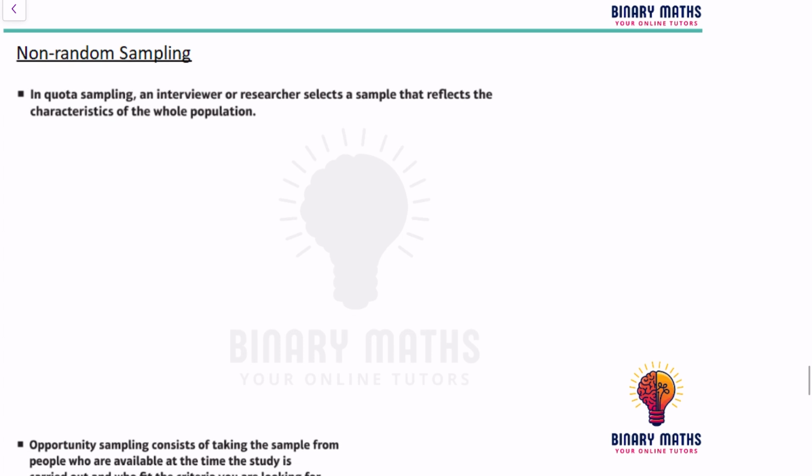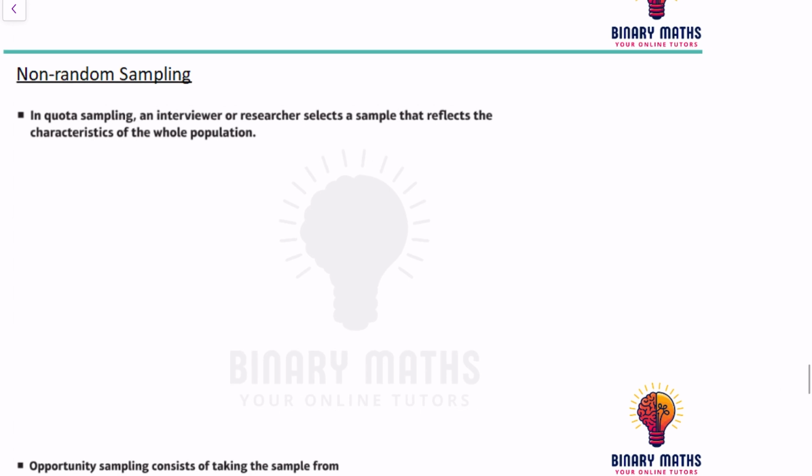Okay, non-random sampling. In quota sampling, an interviewer or researcher selects a sample that reflects the characteristics of the whole population. As an interviewer, you assess a person's group, interview them and allocate them into an appropriate quota until all quotas have been filled. If the quota is full, ignore and move on to the next person. So that's what you need to do in quota sampling.